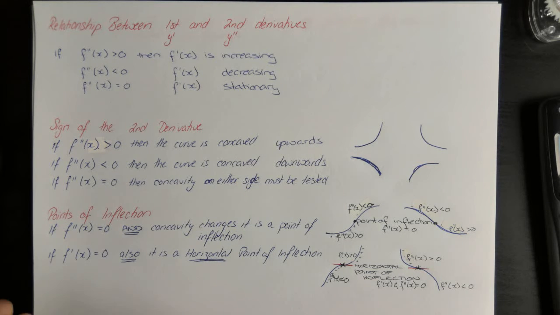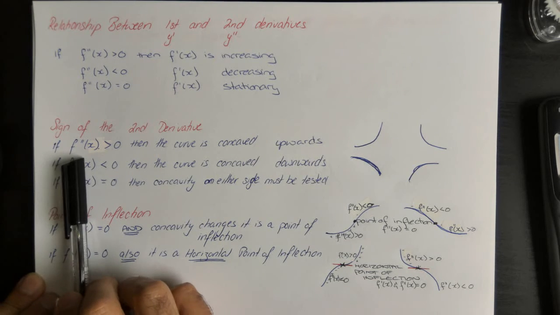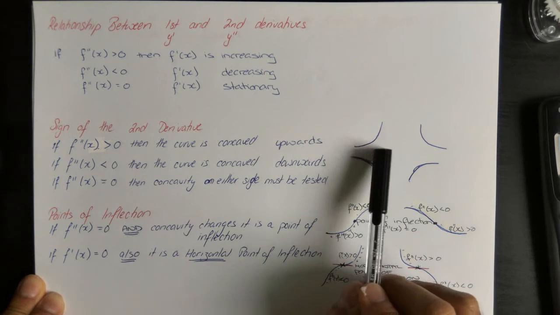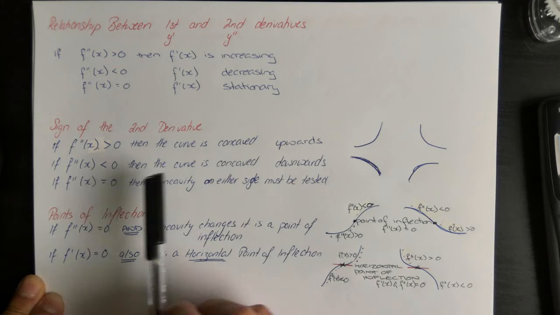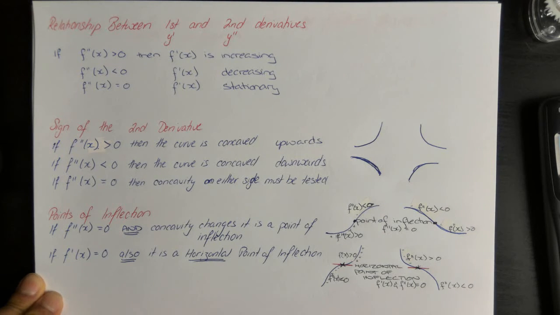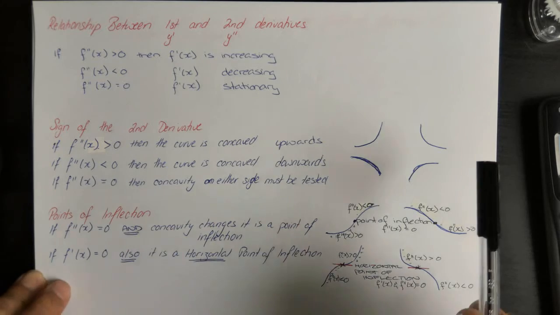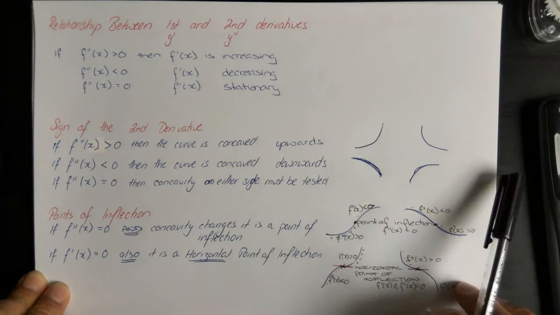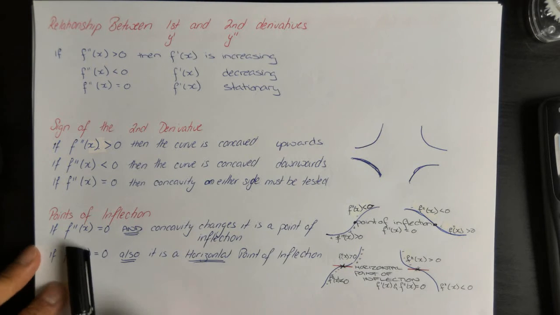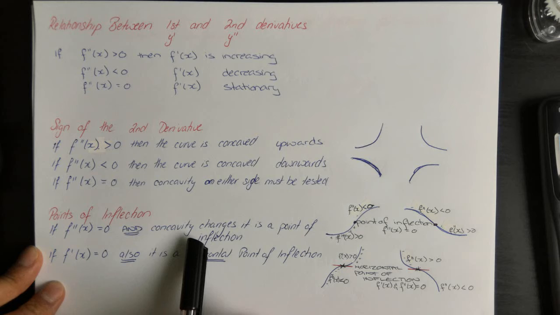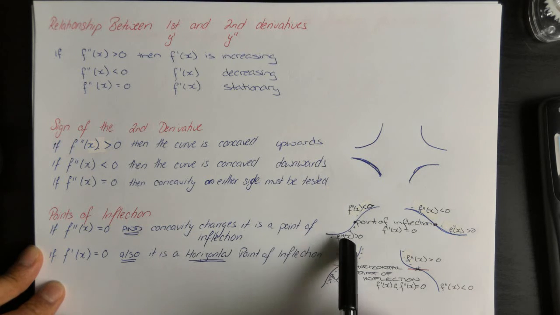Okay, so if the second derivative is greater than 0, then it means that the curve is concave upwards. If it's less than 0, it's concave downwards. If it equals 0, we need to test the concavity on both sides. We have points of inflection. If the second derivative equals 0 and concavity changes, then it's a point of inflection.